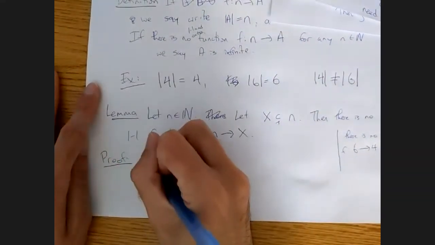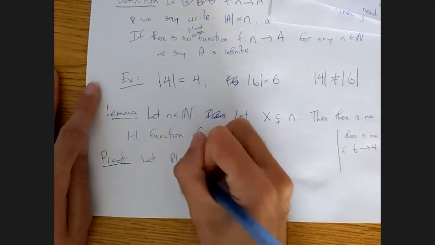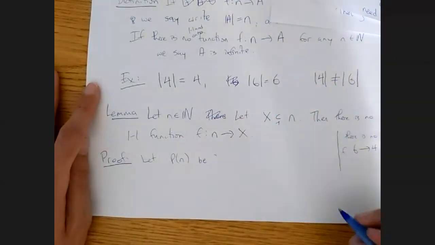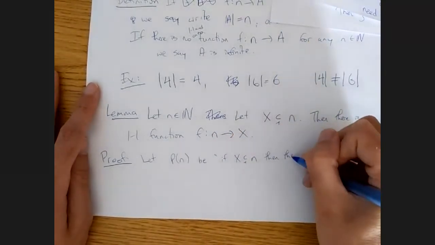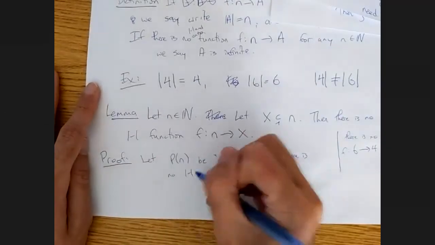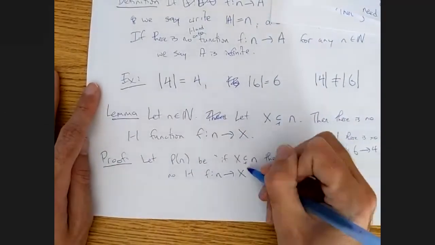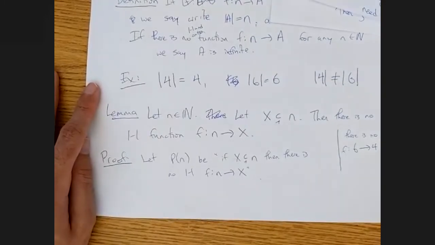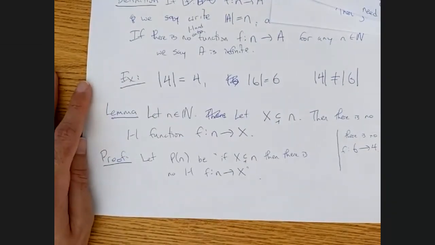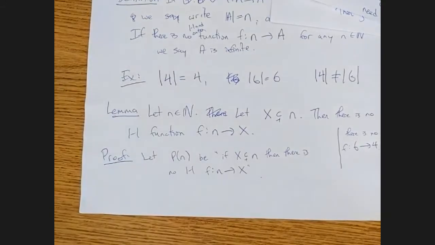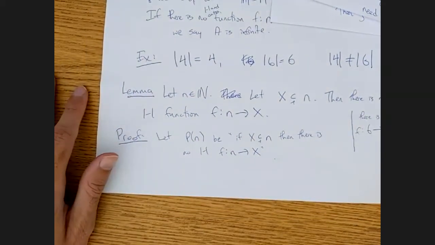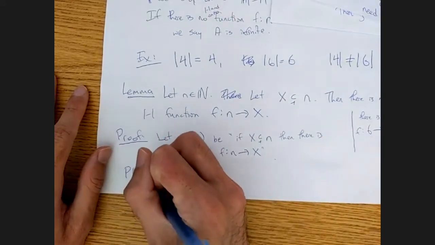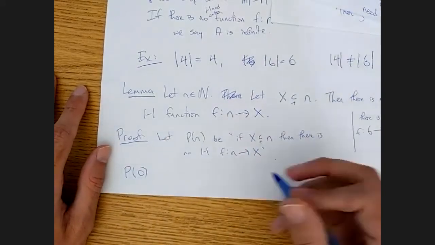Okay. So let P of n be the statement: if x is contained but not equal to n, there's no one-to-one f from n to x. Okay, so first of all, we do the base case. P of 0 is vacuously true. Maybe we should investigate to make sure.